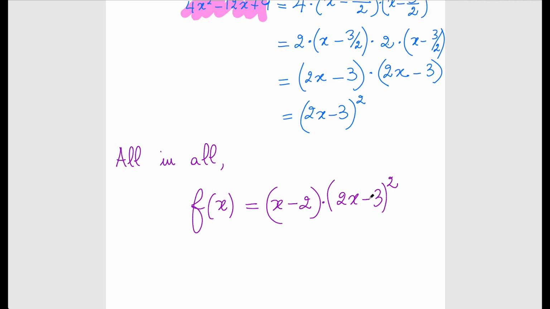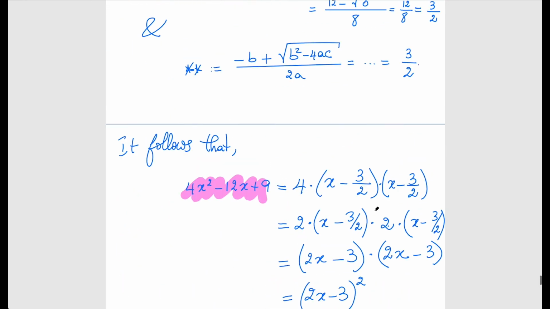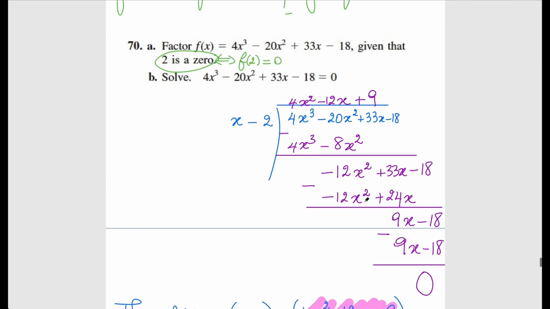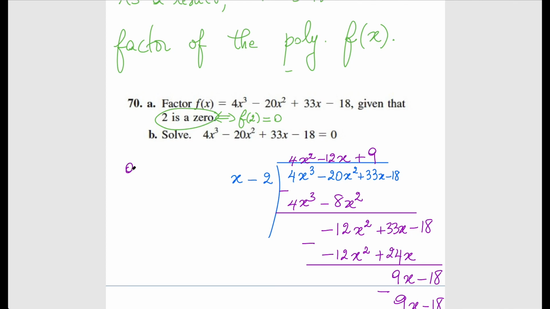But it happens that 2x minus 3 is needed twice. Alright, so this is part A. This is the end of the first part. Correct? So this is part A here. This guy. Now, part B.